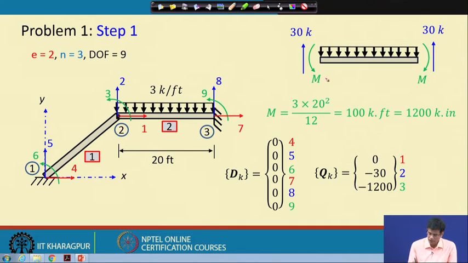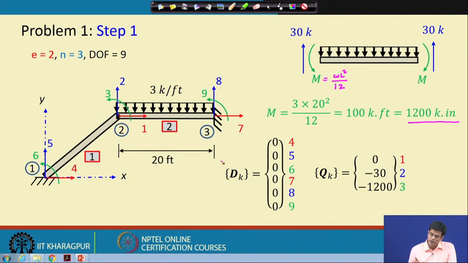So, that is omega L square by 12, which is very well known. And these are the moments. This moment finally comes 1200 kilopound inch, and there is a shear force corresponding to 30 kilopound, because this is 3 into 20, so total 60 downwards, so divided at the two nodes, 30 kilopound and 30 kilopound.